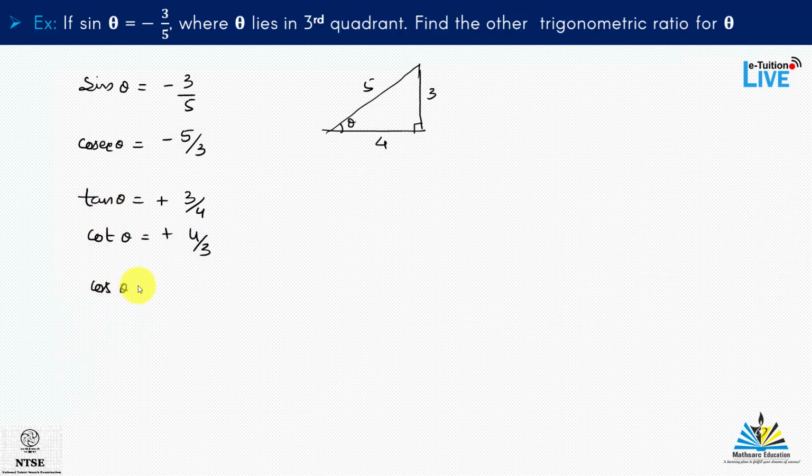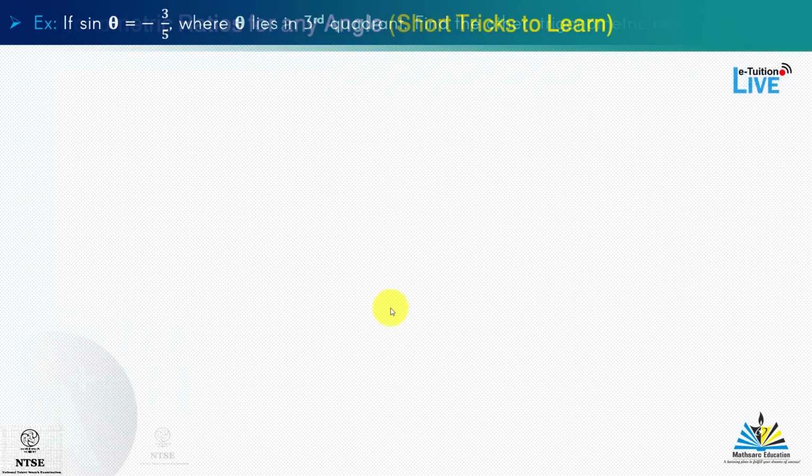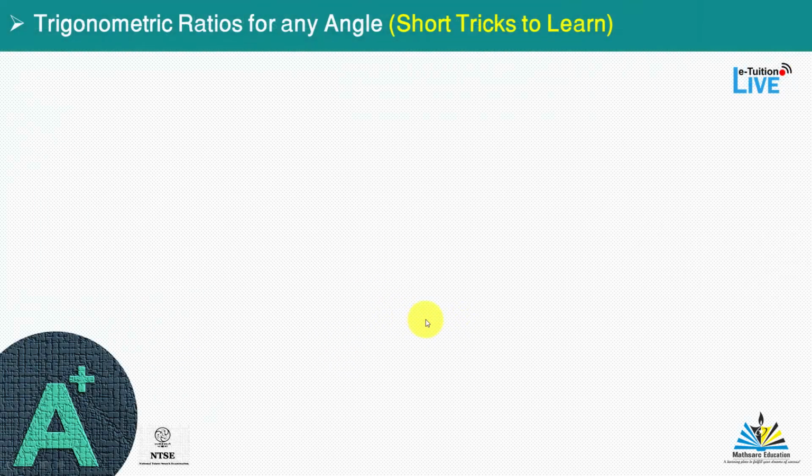Cos theta is equal to base upon hypotenuse. Since this is in third quadrant, this must be negative, that is minus 4 by 5, and the reciprocal of this, sec theta, is equal to minus 5 by 4. So you can apply the concept of quadrants like here we have used. So here we have trigonometric ratios for any angle, and this is the trick to memorize all the relations for complementary, supplementary angle and, let's say, change about y-axis. What does this change about y-axis mean?